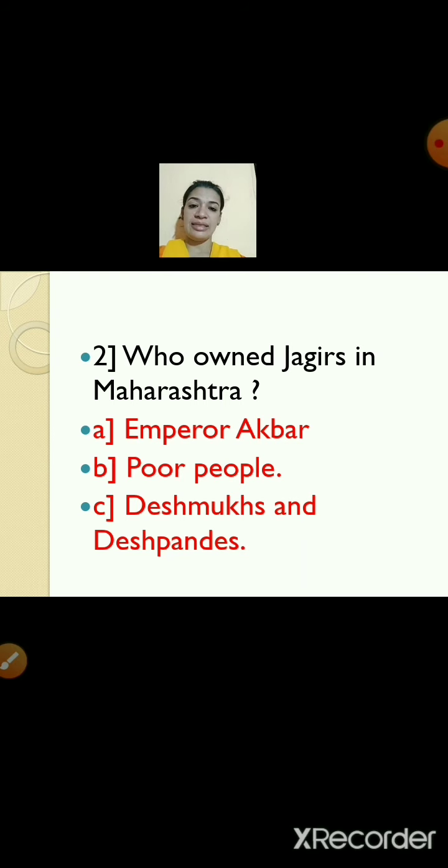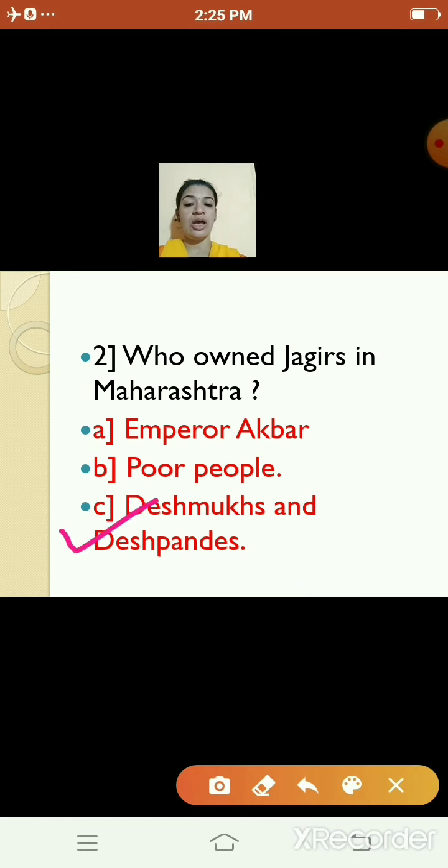Yes, and the correct option is Deshmukhs and Deshpandes. Who owned Jagirs in Maharashtra? Deshmukhs and Deshpandes.